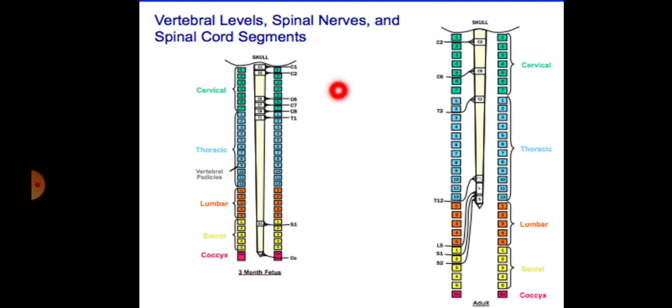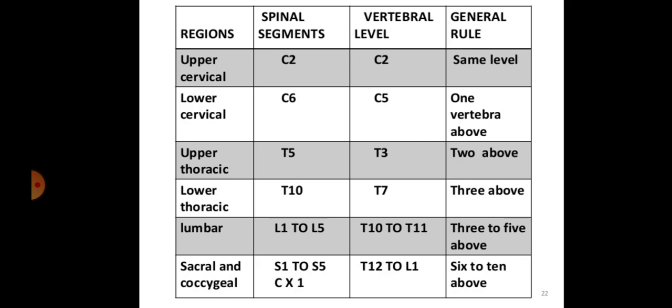See the cervical segments, cervical vertebrae, thoracic segments, thoracic vertebrae, lumbar segments, lumbar vertebrae, sacral segments, sacral vertebrae, coccygeal vertebrae. Similarly, in this picture, it is the 3rd month of the fetus, but in the adult, the spinal cord length is not equal to the vertebral column. Because of that, the lumbar, sacral and coccygeal segments are concentrated here, so they do not correspond to the vertebral column. Then how to calculate this? For this calculation, an important formula is given.